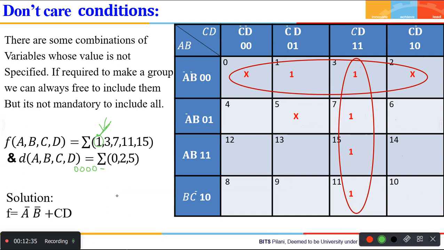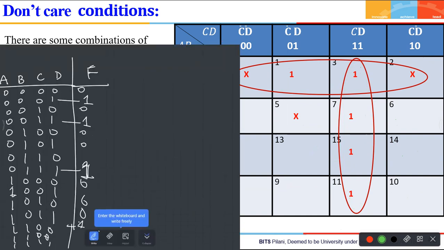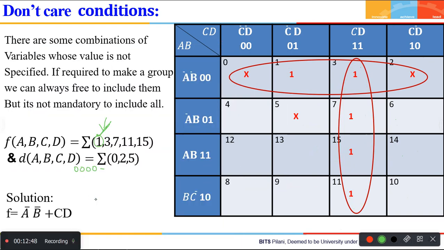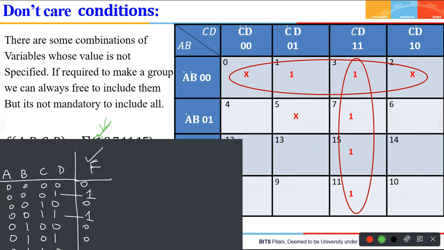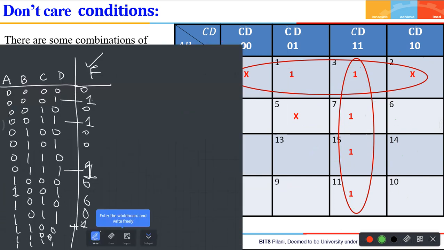Suppose don't cares are not defined. It says that for all these combinations, output F is 1. For the remaining it is 0. That's what this equation represents. You can check it using the truth table. Now, what is a don't care? In this truth table, I have defined that 0, 2, 4, 5, all these are 0, right? And all remaining combinations have been defined as 1.